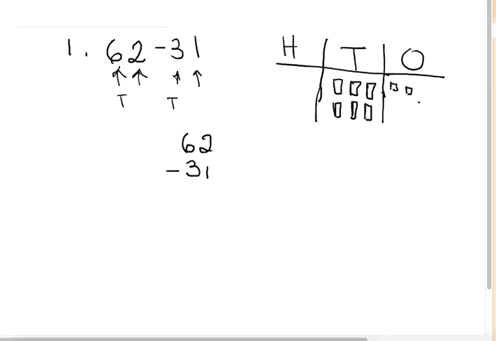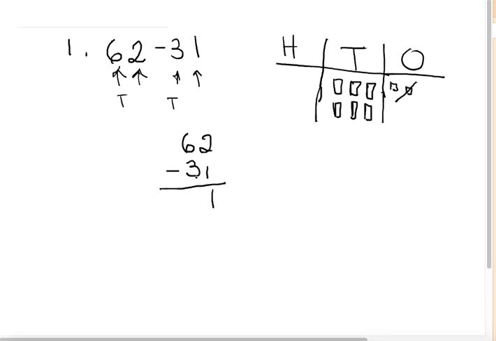So I look at my ones column and I know I need to take away 1, so 2, take away 1. I can do it visually. I can take 1 away. So 2, take away 1. This is a 1. And from 6 tens, I still have 6 tens.